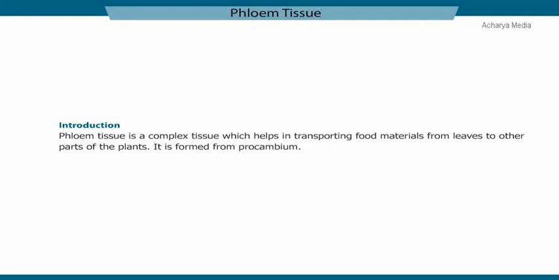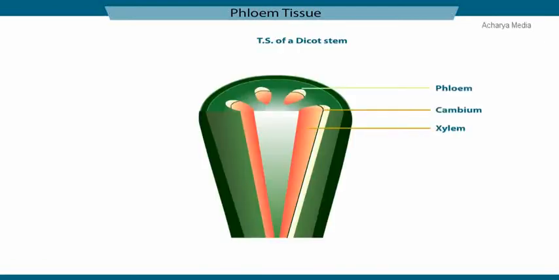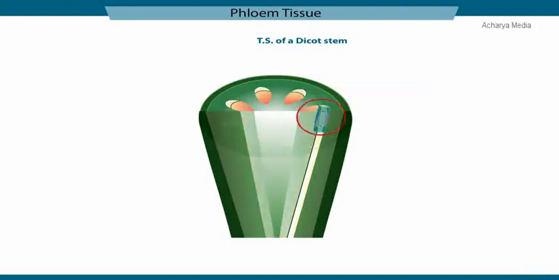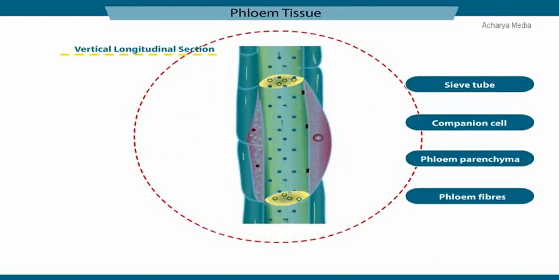Phloem tissue. Phloem tissue is a complex tissue which helps in transporting food materials from leaves to other parts of plants. It is formed from procambium. The transverse structure of a dicot stem is shown here. It consists of phloem, cambium and xylem. Here you can view the vertical longitudinal structure of phloem. Phloem is composed of 4 kinds of cells, namely sieve tubes, companion cells, phloem parenchyma, and phloem fibers.